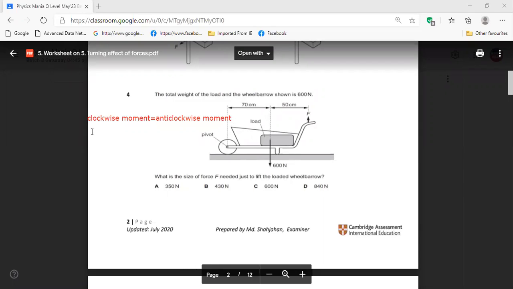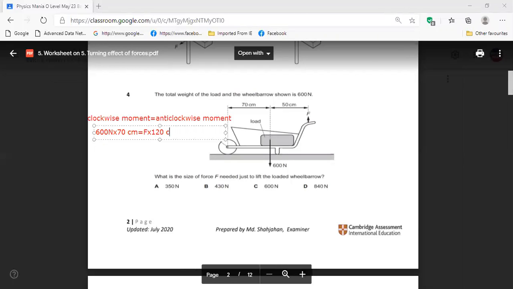Here our force is 600 newtons. So 600 newtons times 70 centimeters equals the anti-clockwise moment. The force we have there is F, and the distance from the pivot, how much? 70 plus 50, 120 centimeters. How much? 120 centimeters. Very good.